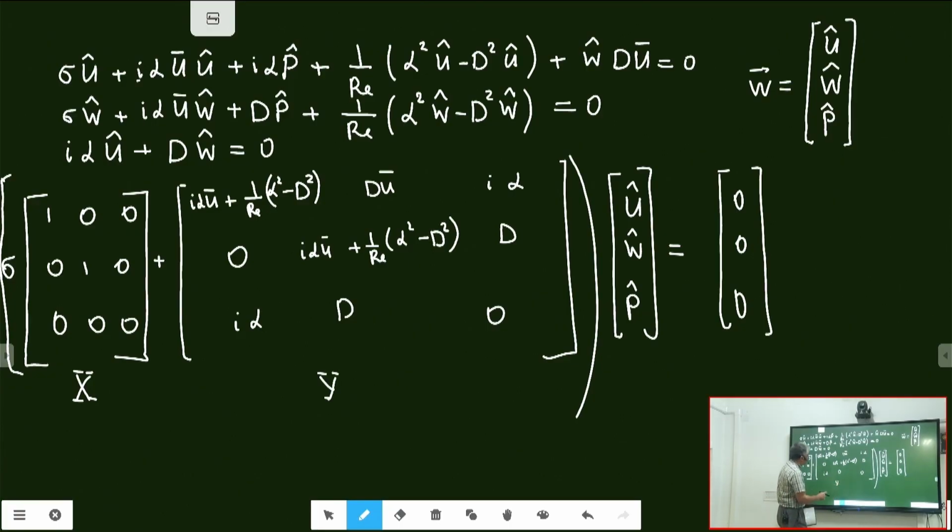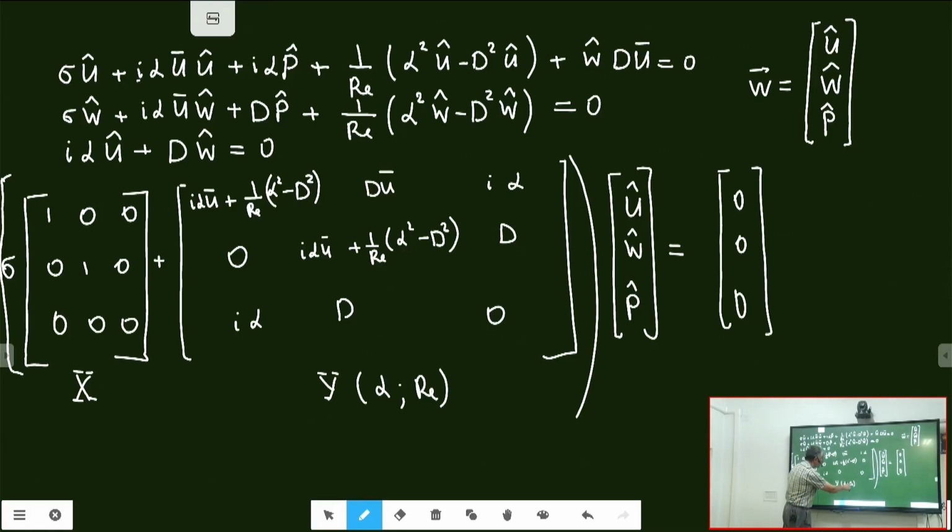So note that matrix Y contains parameters. It contains Reynolds number, contains alpha. Okay? So I'll put that like that: alpha, semicolon, Reynolds number, just to emphasize what it is. Okay? So it will contain those elements.